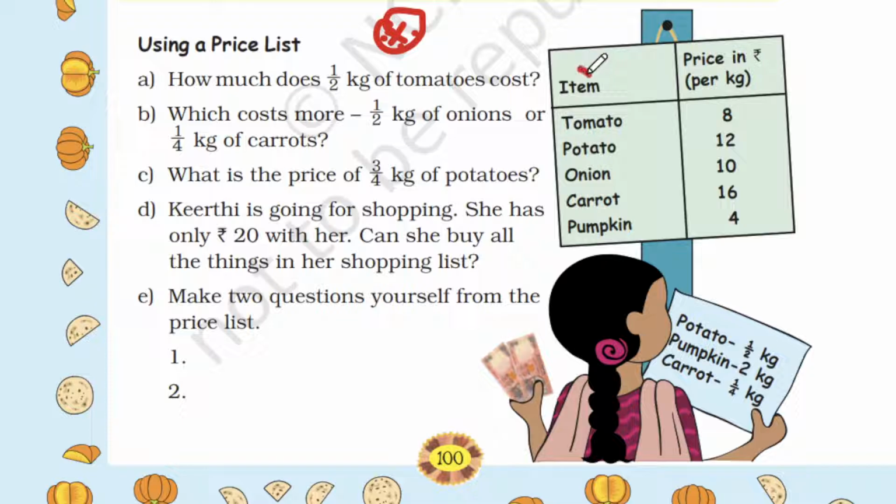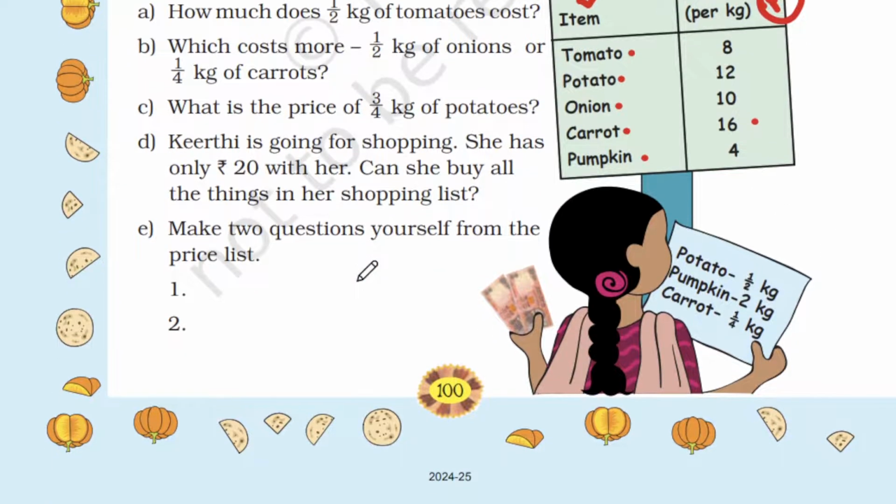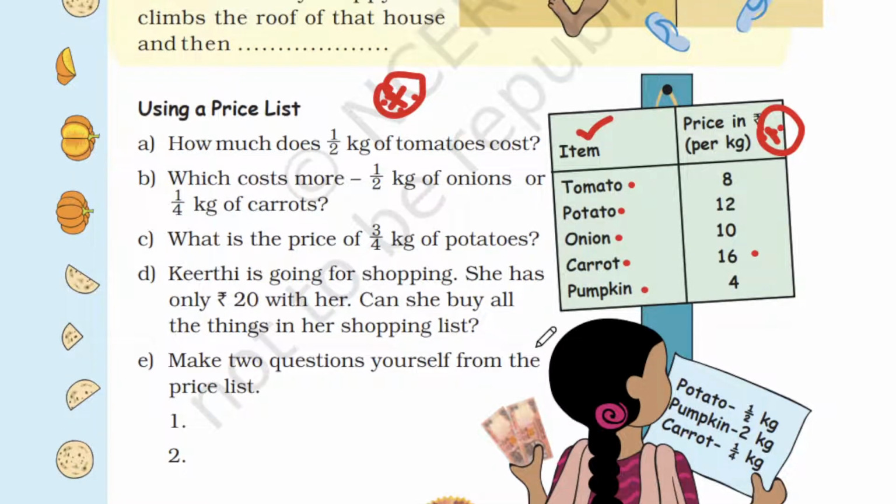First, let's see the items, which are tomato, potato, onion, carrot, and pumpkin. And we have the price per kg. Per kg means 1 kg. So 1 kg of tomato is rupees 8. 1 kg of potato is rupees 12. 1 kg of onion is rupees 10. 1 kg of carrot is rupees 16. 1 kg of pumpkin is rupees 4. Okay, so based on this, we have a list of questions. All right, so let's see the first question.